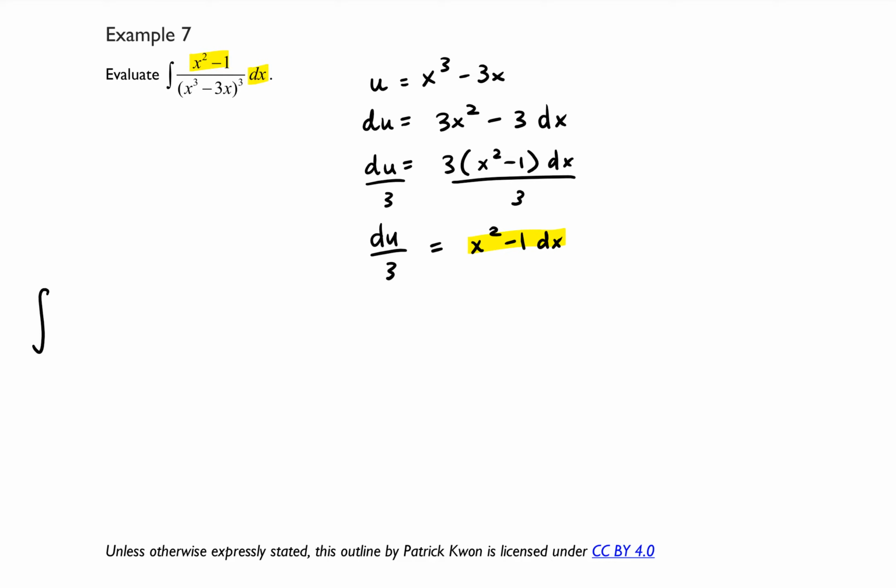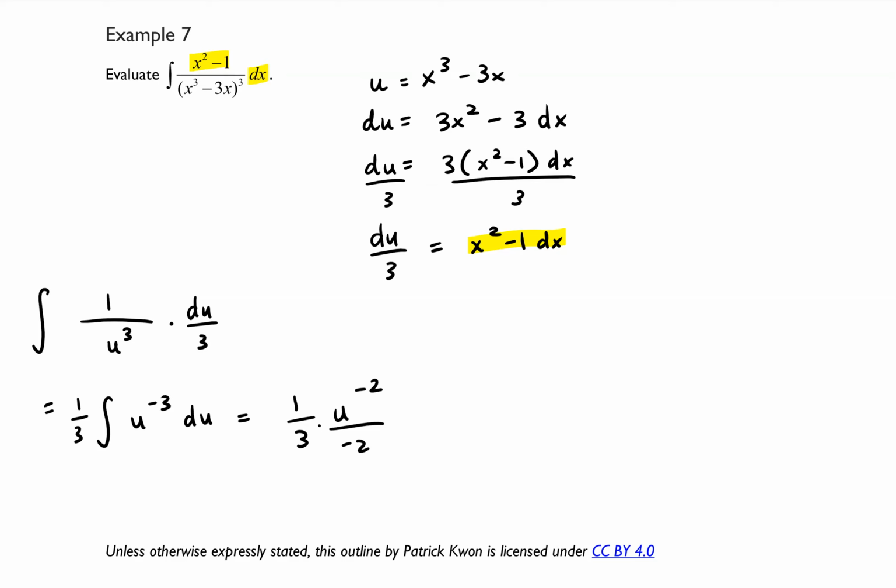So now let's go ahead and rewrite that integral. We're going to have 1 over u cubed times du over 3, and I'm going to rewrite that so I have 1/3 on the outside and u to the negative 3 power du, and so that becomes 1/3 u to the negative 2 power over negative 2 plus c, and then I just want to replace the u back in and simplify the fraction part. So I have negative 1/6 times the quantity x cubed minus 3x to the negative 2 power plus c.